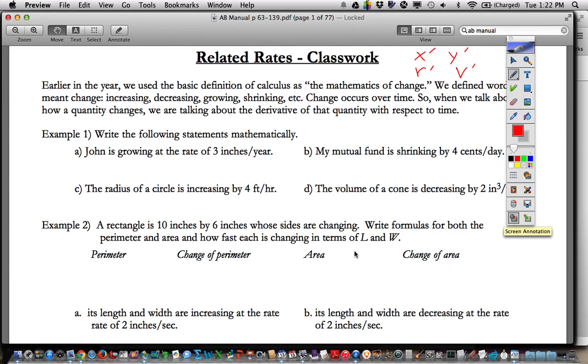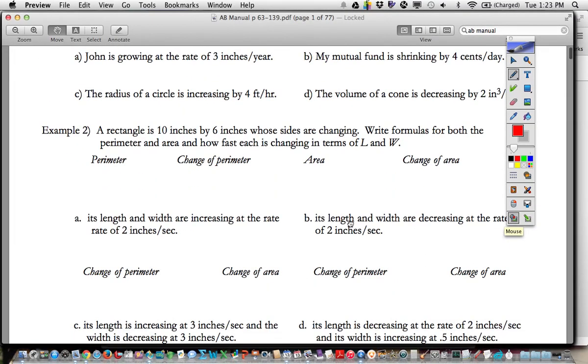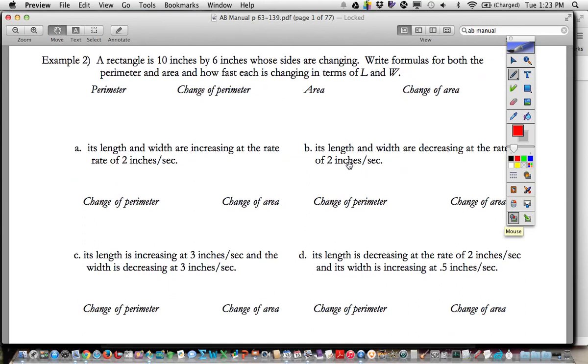All right, so let's take a look at this first scenario here. I don't know how much of this you want to write down right now. We'll do an example problem here in a minute. But this says a rectangle is 10 inches by 6 inches whose sides are changing. Think of it as a situation where I'm dragging out a rectangle like this, and the sides are changing.